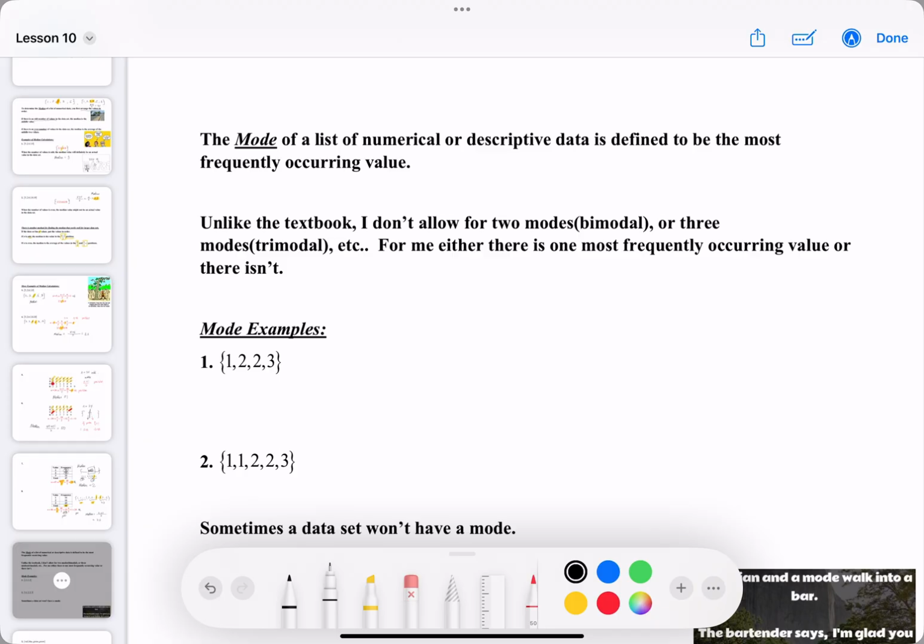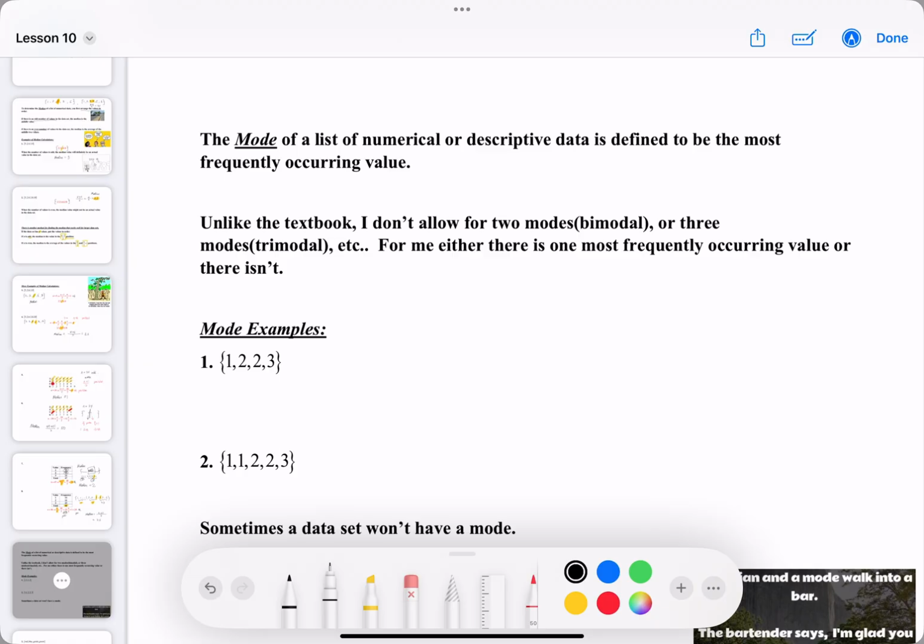Unlike the textbook, I don't allow for 2 modes or 3 modes. For me, either there is one most frequently occurring value or there isn't. If I see 2 values that happen an equal number of times, even if they happen 10 times, we don't have a mode, because the mode is the only one value that appears most often in the data set.